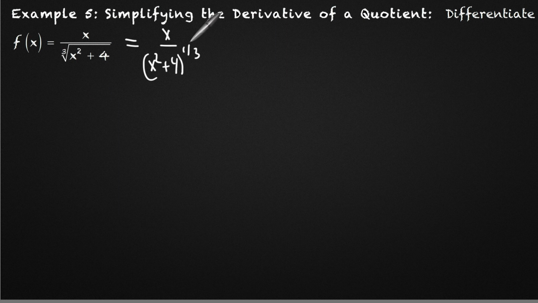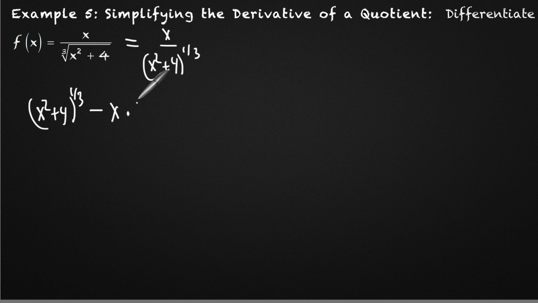If we want, just so you know, we could move this entire thing up to the top and use the product rule and change the exponent to -1/3. But I'm going to use the quotient rule just for practice. So we're going to take the bottom times the derivative of the top, which is 1, minus the top function, x, times the derivative of the bottom.